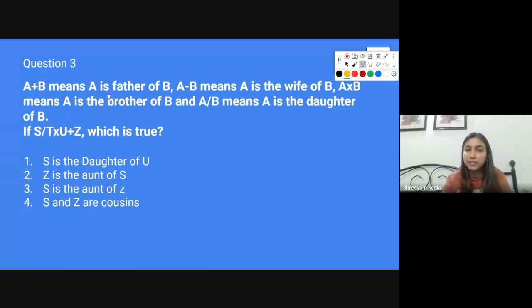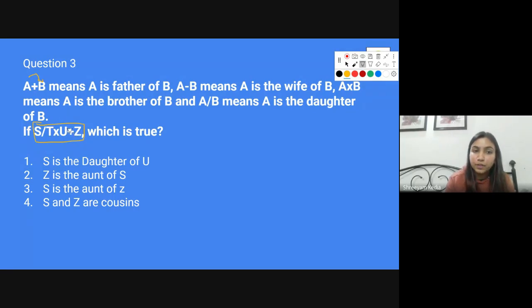अब ऐसे questions में क्या होता है कि आपको ये relations मतलब इन symbols के through बताते हैं कि जैसे a plus b represent करता है कि a is the father of b, ठीक है, ये represent करता है. a minus b means a is the wife of b. a into b means a is the brother of b, and a slash b means a is the daughter of b. ये आपको ऐसे 4 relations दे दिए हैं. And then you've been given this equation sort of a thing, and you've been asked कि इसमें से which is true. Okay, so let's first figure out what this is saying.